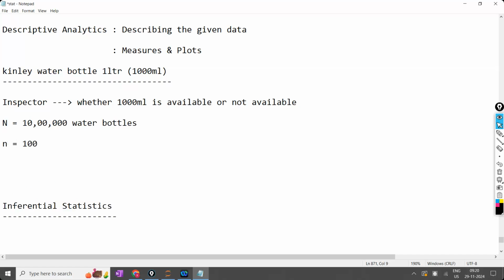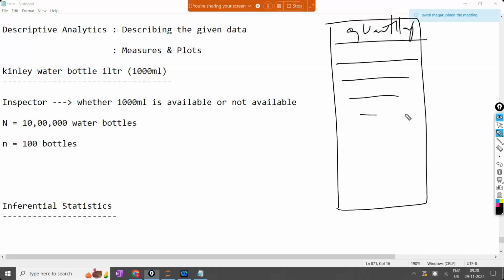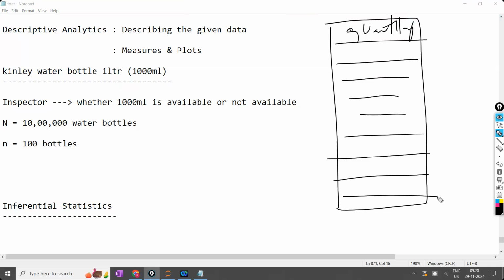Let's take this as the example. How we set the sample is a separate concept, which I will explain later. So the sample is 100 bottles. For these 100 bottles, we have the data: they write down the quantity in each bottle. So how many rows will you get, miss? Total 100 rows. 100 water bottles, 100 rows.